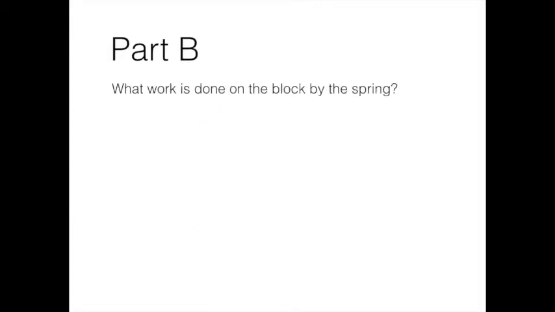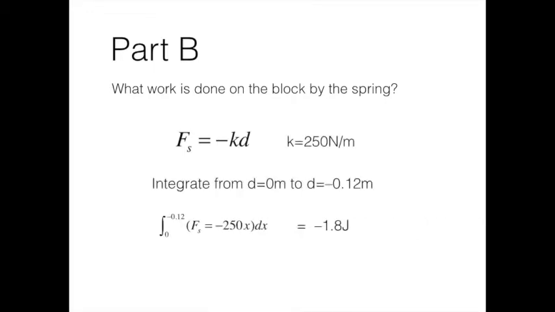Now, part B, what work is done on the block by the spring? The equation for the force exerted by a spring equals negative k times displacement, and we know k is 250 newtons per meter. Since the integral of force over displacement yields work, we can integrate the equation for the spring from 0 to its final x, which is negative 0.12 meters. So down here we've got the integration from 0 to negative 0.12 of the equation.